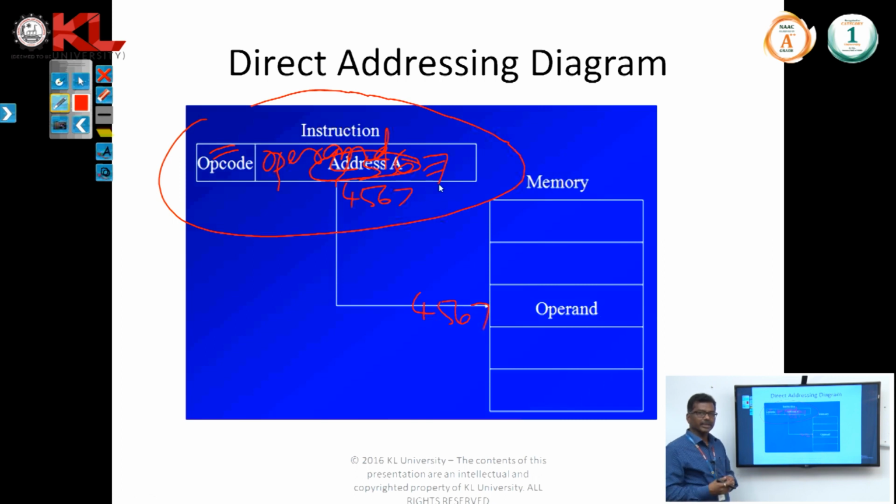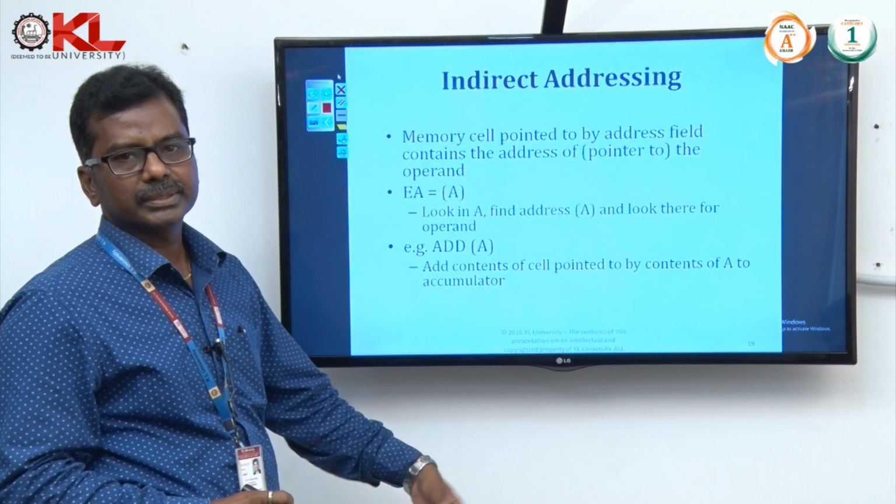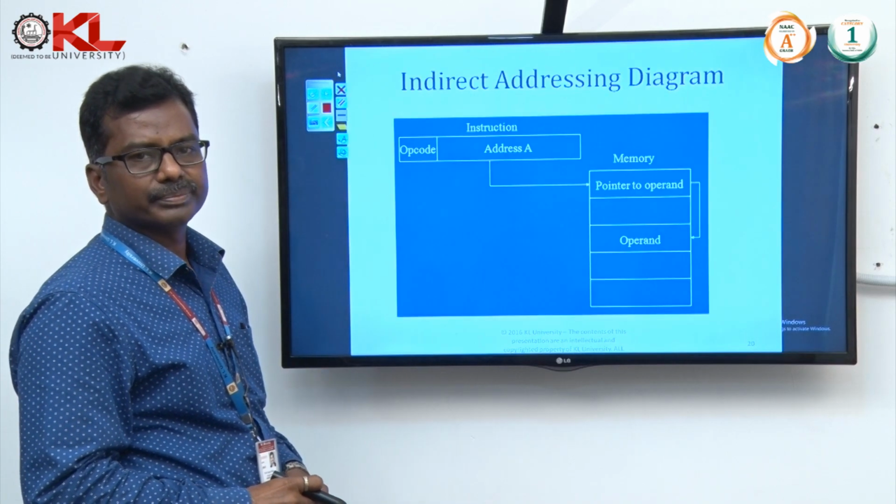Instead of having that operand directly, the address of that operand is available. That is 4567 in this particular case.